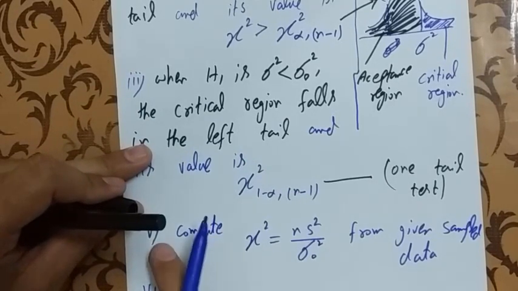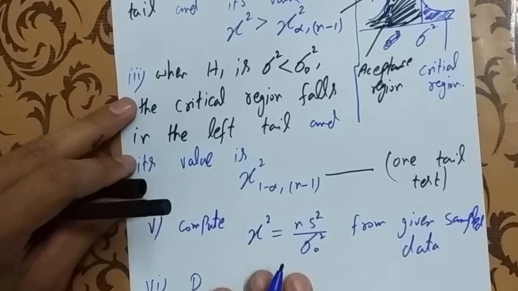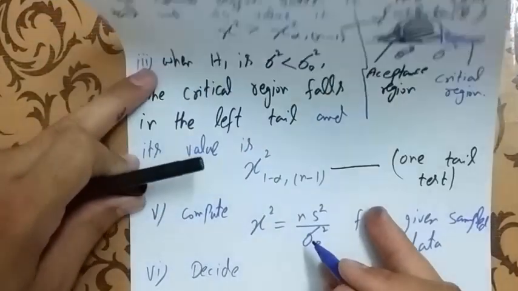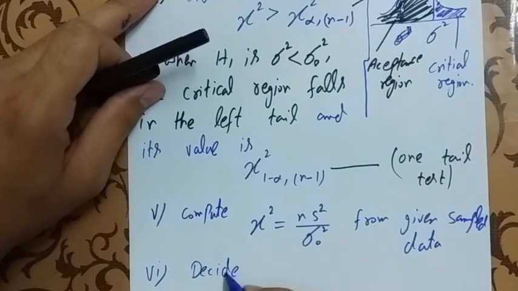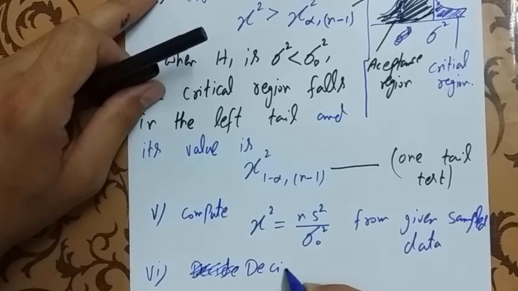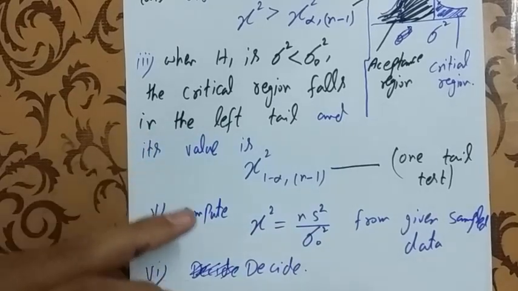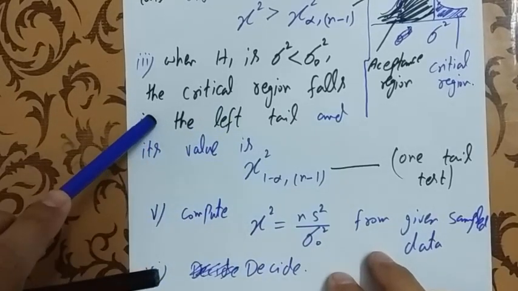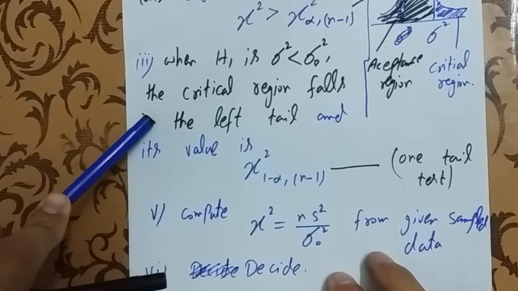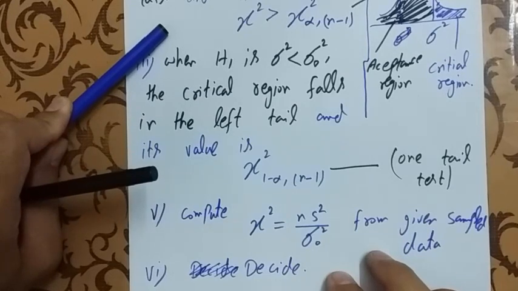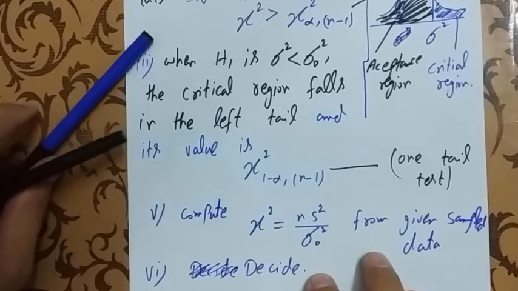In the sixth step, you have to make a decision. You will have to decide whether our null hypothesis is correct or wrong, either it is greater than or less than or not equal to.